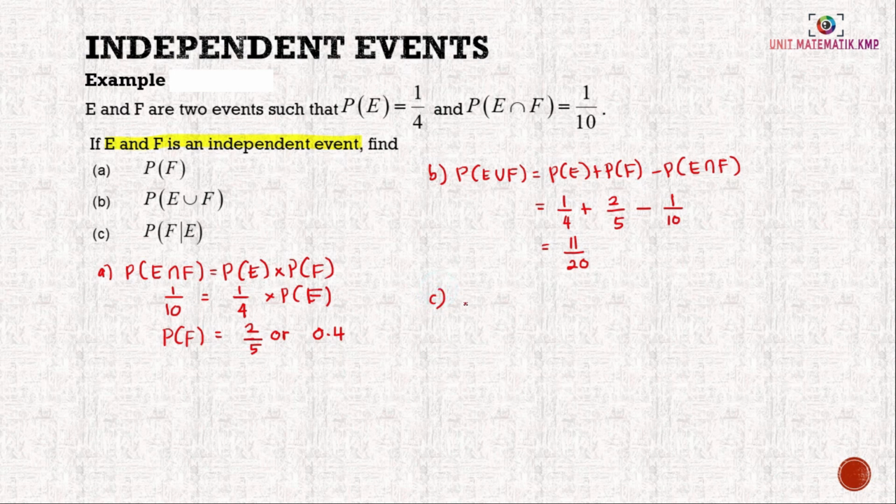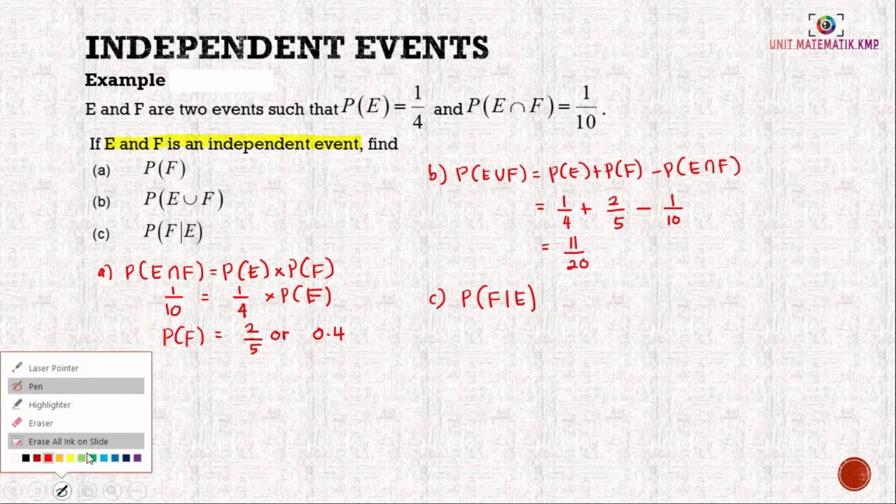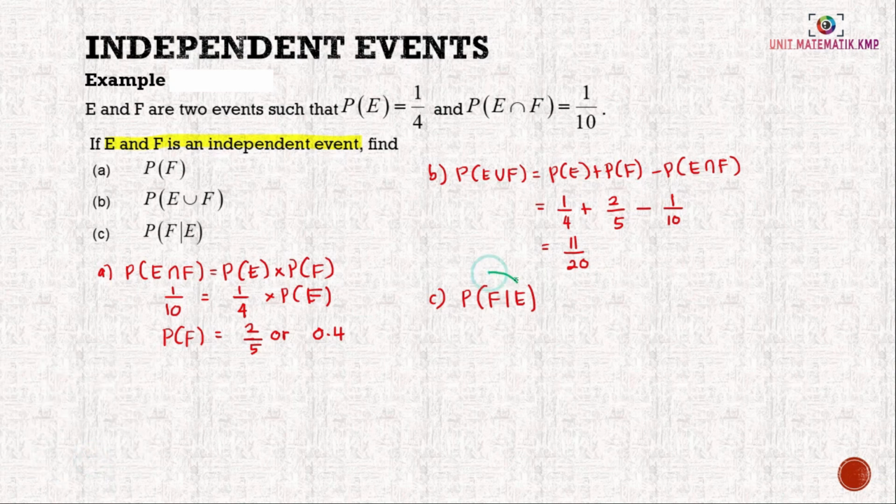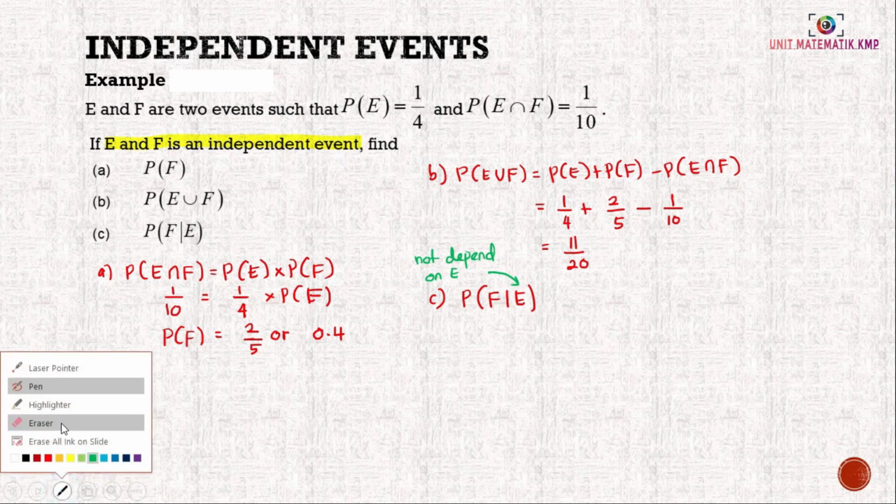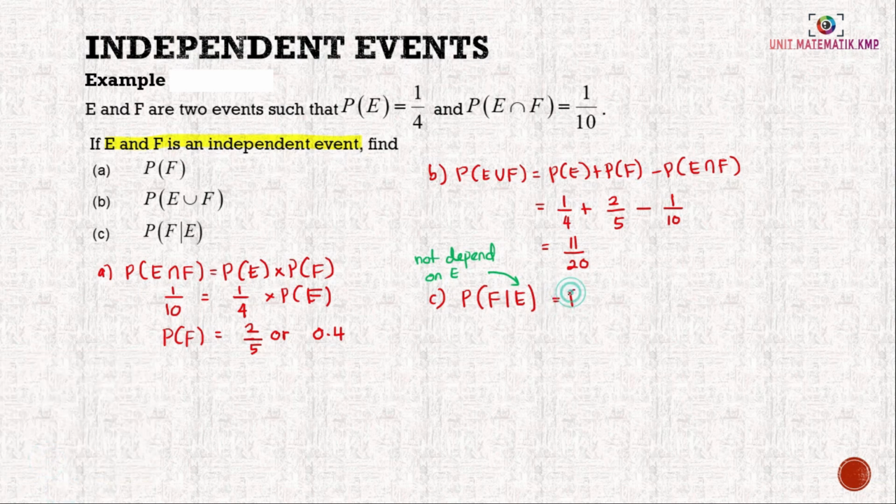Okay, proceed to question C. You need to find the probability of F given E. So, conditional probability. Kita dah belajar dekat slide sebelum ni, kalau the independent events bermaksud probability ni not depend on E. So, kita akan terus dapat jawapan dia adalah PF, probability of F. Jadi, probability of F is 2/5. So, that's all. That's it. Your answer macam tu saja.